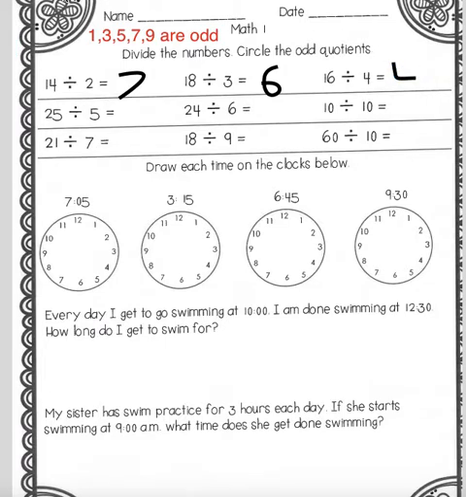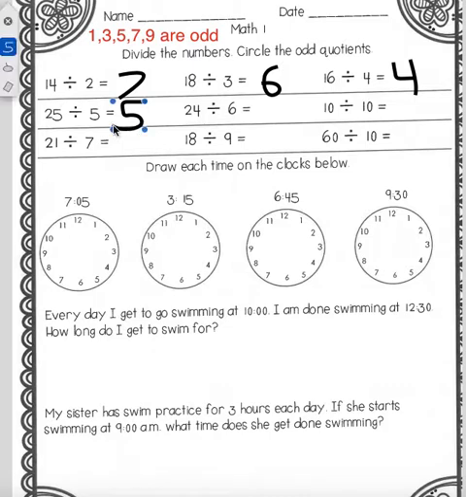Pen is giving me problems here. There we go. All right, next we're doing 25 divided by 5. So we're thinking about our multiples of 5. Let's count by 5s. 5, 10, 15, 20, 25. 25 divided by 5 will be 5.